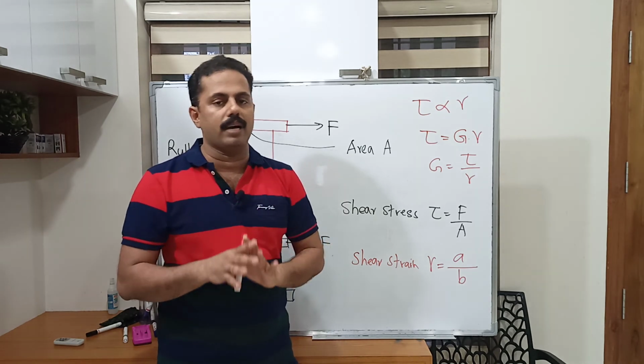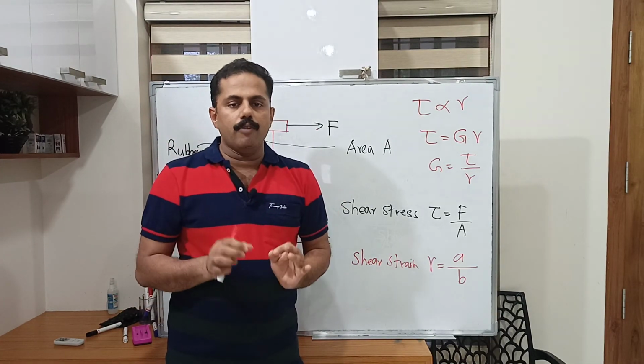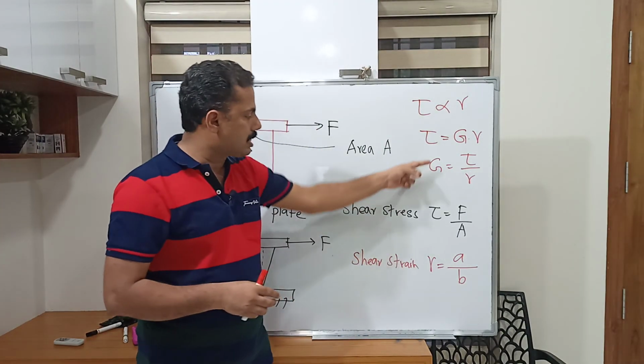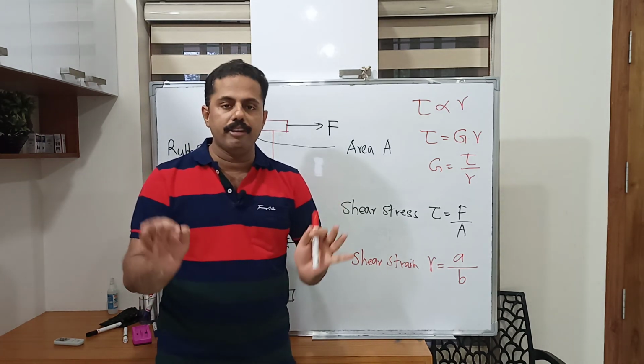Now let us summarize this. The modulus of rigidity is the ratio of shear stress to shear strain, and a material having a higher modulus of rigidity is difficult to deform.